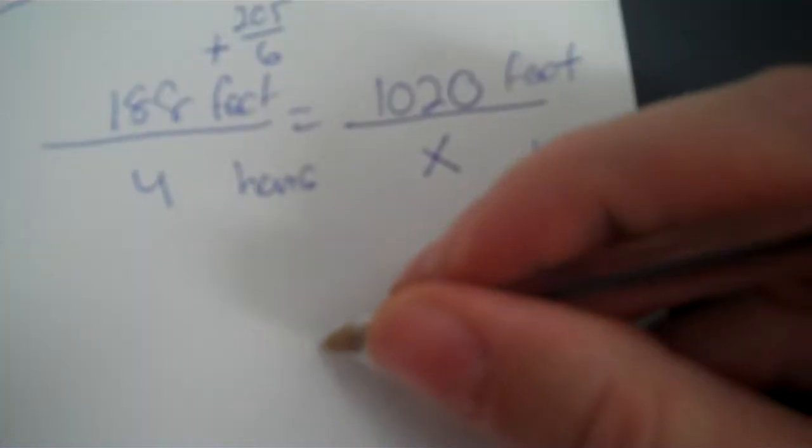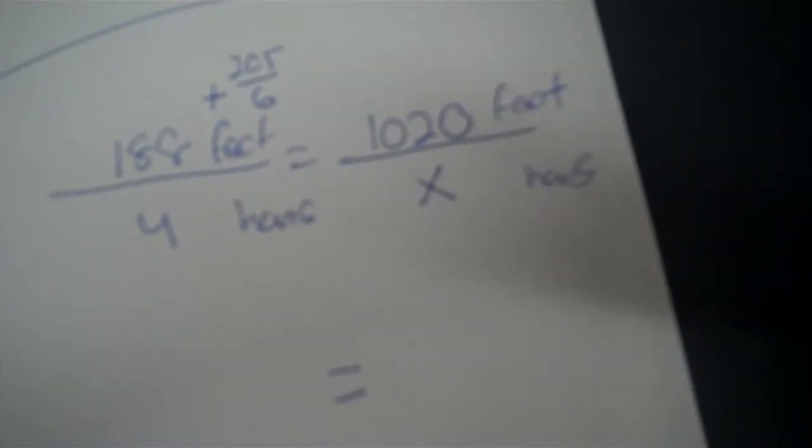Okay, so 188 over 4, because that's what one guy can do. And he gets help. The other guy gives him 205 over 6. And then 1,020 feet. That's X. Okay, so I need to add those ratios together. 188 over 4 plus 205 over 6 is 81 and 1/6. Now there's 2 ways you can do that. What I'm going to do is I'm just going to put 81 and 1/6 over 1.